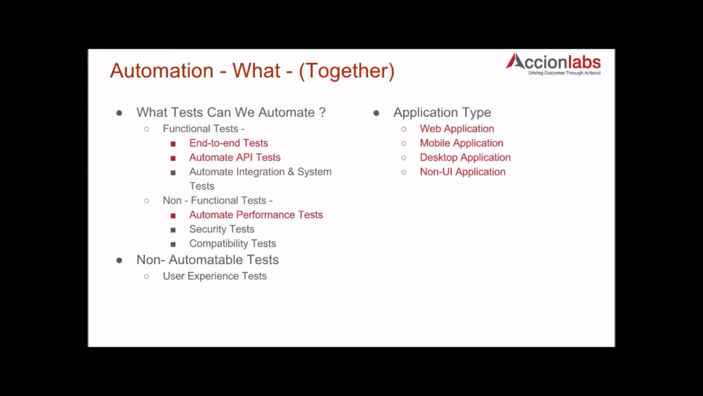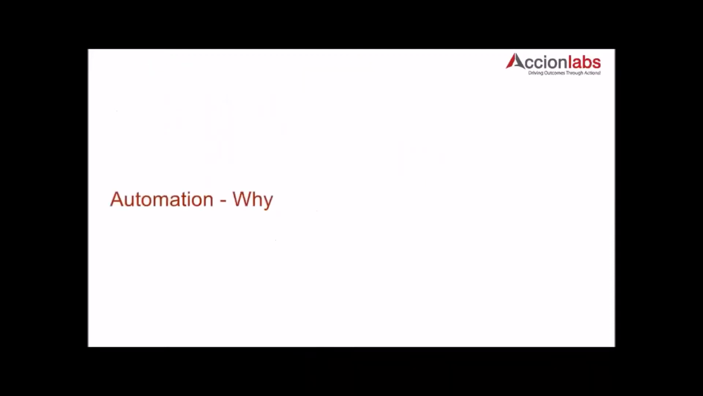Okay. Performance testing. For which kind of application? So here comes the permutation combination. Together this forms the what of the automation. Okay. Next is why. Why are we automating really?